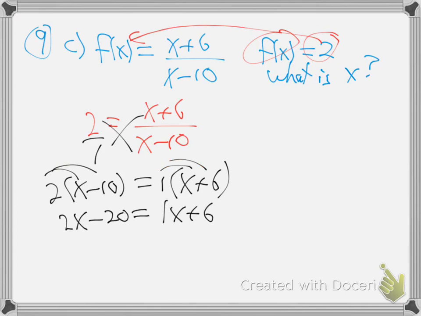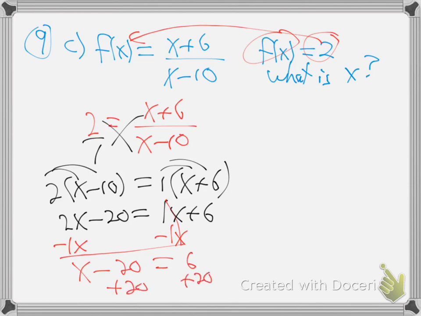Got x's on opposite sides. Subtract 1x from both sides. x minus 20 is 6. Add 20. x is 26. Good? Remember all that from algebra? Solving that kind of thing, cross multiplying? All right, there are just a lot of tricky questions in this section.